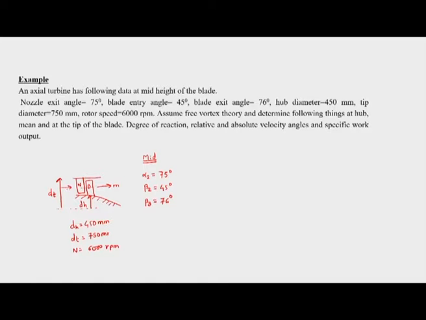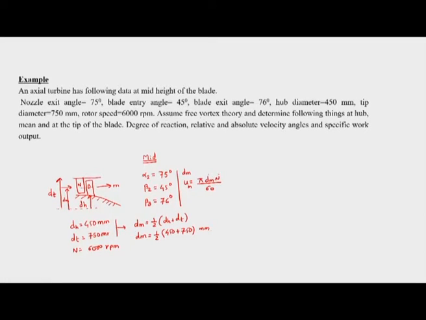Here we are not told about the height at the mid plane. So we can find it out from this data, where we can say that Dm, the diameter at the mean, is equal to half of DH plus DT. So Dm is equal to half of 450 plus 750 in mm. So now at the mid we also know Dm in mm, and we know that Um, the tangential velocity at the mid plane, is pi Dm N by 60. We know N and Dm, so we can find out Um. So these things are given.